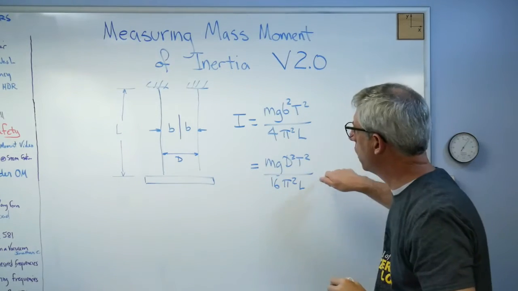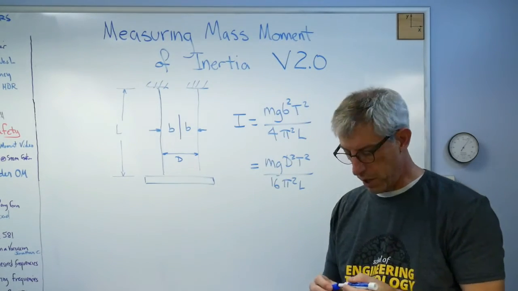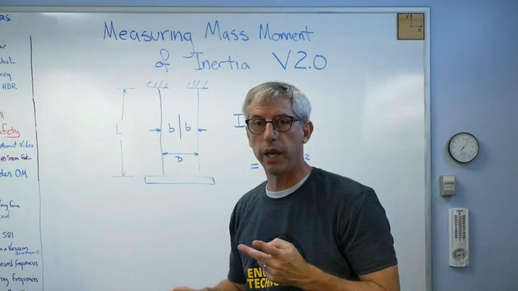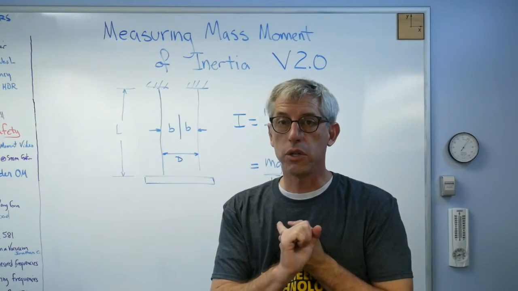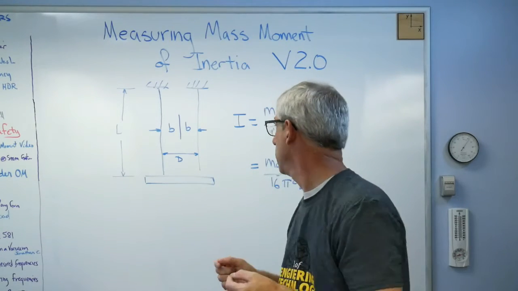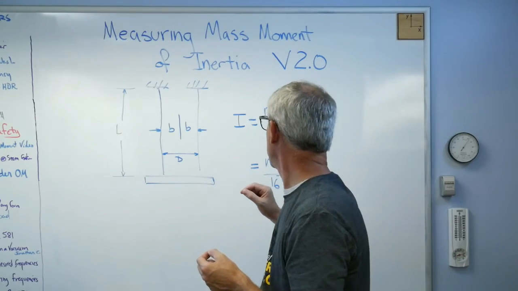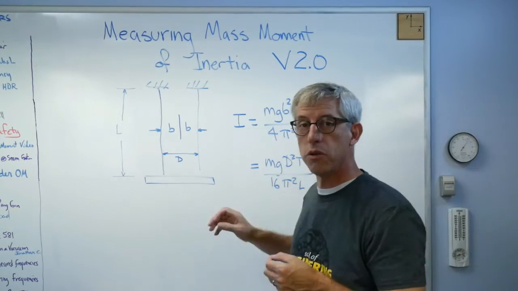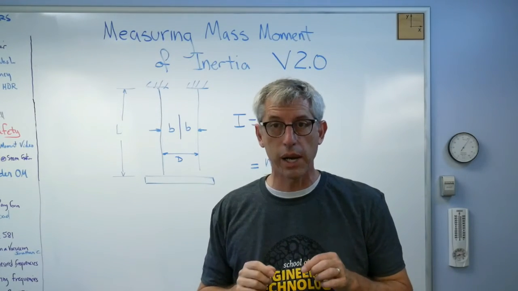Okay, these are equivalent, it's just whether you write them in terms of B or D. So what I want to do now is two things. I'm going to do an experiment to actually measure the mass moment of inertia of an object. And the other thing I'm going to do is derive these. I'm going to derive those first, and I'm going to do it right now.